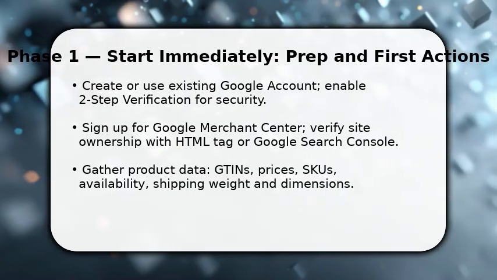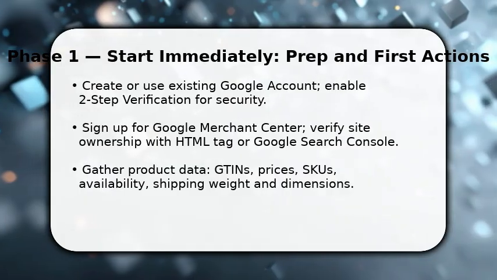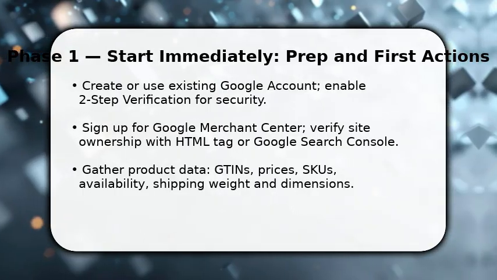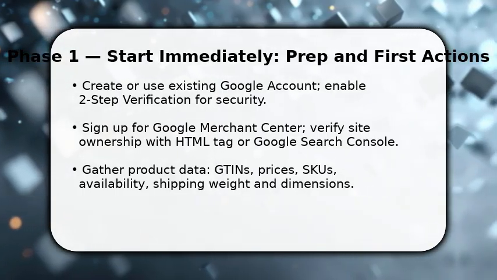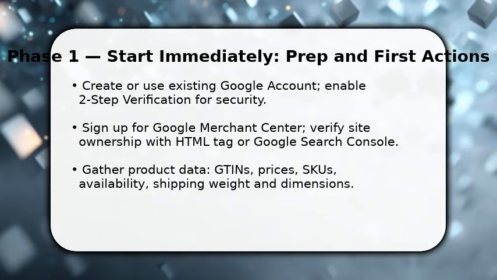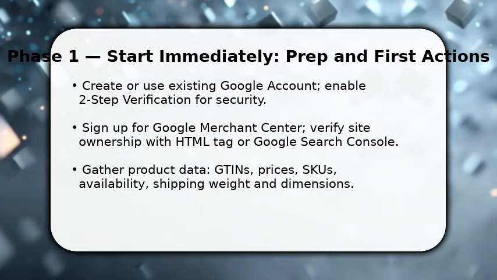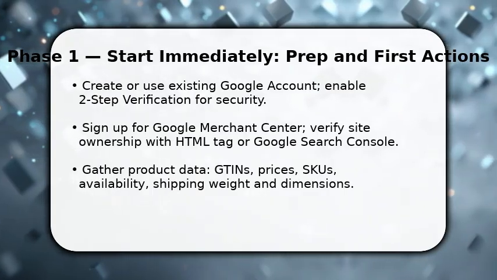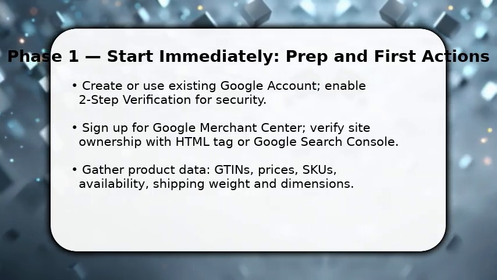You start by securing a Google account with two-step verification so your store stays protected. Next, sign into Google Merchant Center and verify your website ownership. This proves you control the domain. Once verified, upload a basic product feed with GTIN, SKU, clear titles, prices, availability, and shipping weight or dimensions. Do that now so you have an operational feed.